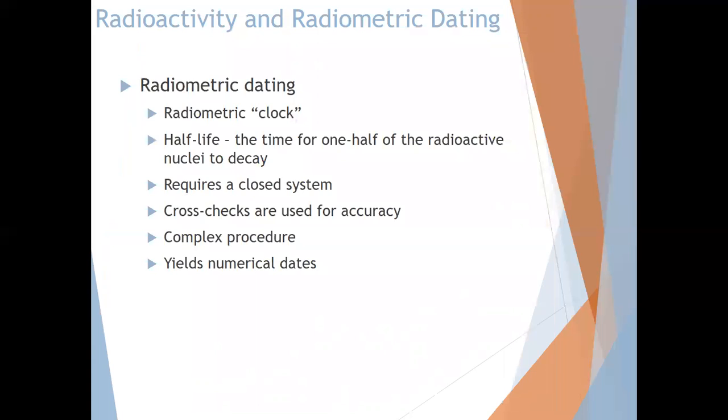Radiometric dating relies on this concept of a radiometric clock. This is that isotopes are going to decay on a predictable pattern by a predictable amount. This is the concept of half-life. The half-life is the time for 1/2 of the radioactive nuclide to decay.